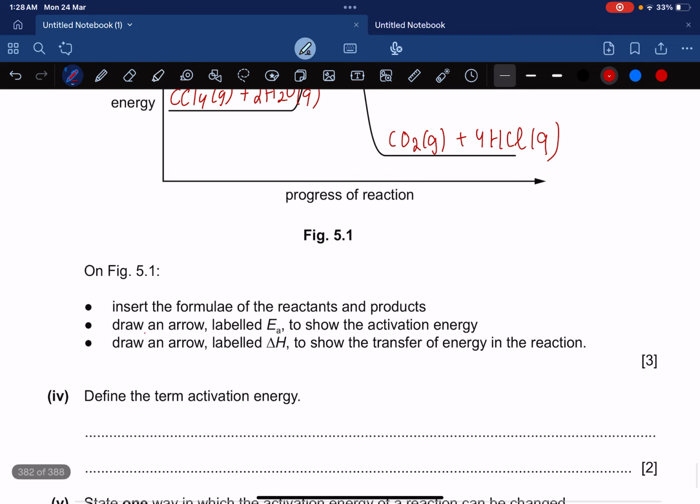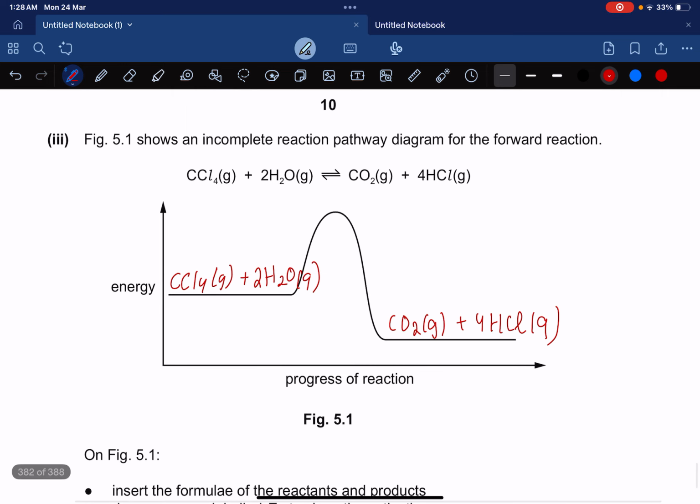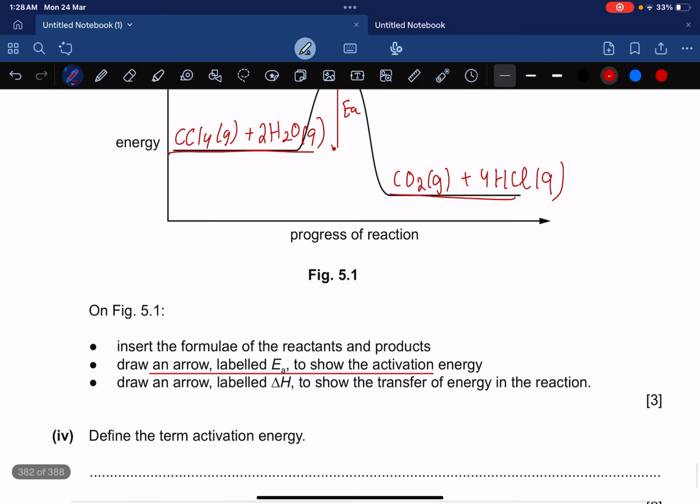Draw an arrow labeled EA to show the activation energy. Activation energy is from the reactants to the top of the peak. So this is your activation energy, EA, from the reactants. These are our reactants and these are our products, so it goes from the reactants to the top.